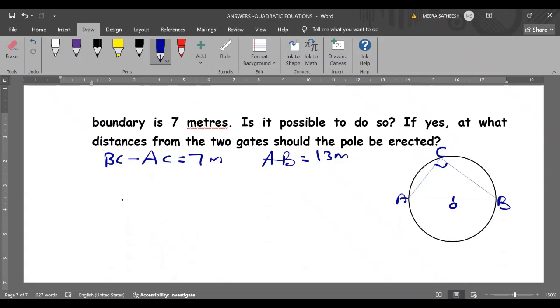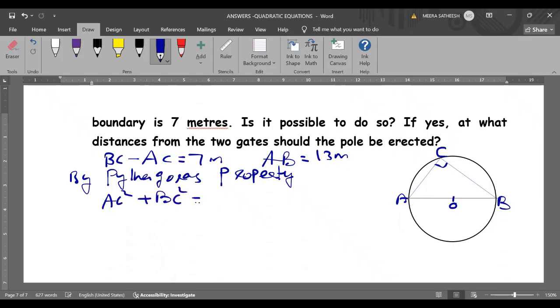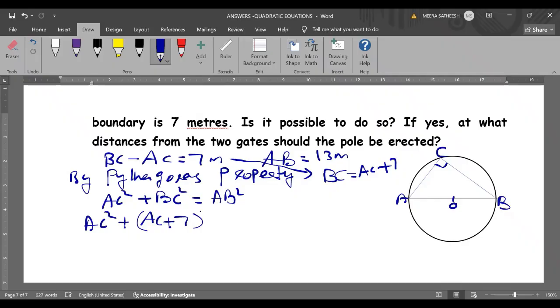Now apply the Pythagoras property. By Pythagoras property, AC² + BC² is equal to AB². So BC minus AC is 7 meter given. So from that, what we can say? We can write BC equal to AC plus 7, no? So that we will substitute here. AC² plus (AC + 7) the whole square equal to AB², 13 squared. So AC² plus open AC² + 49 + 14 AC equal to 169.